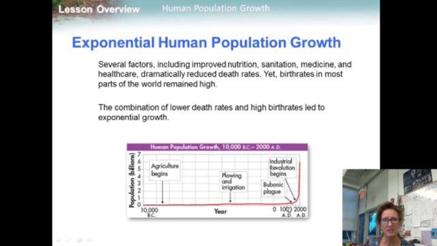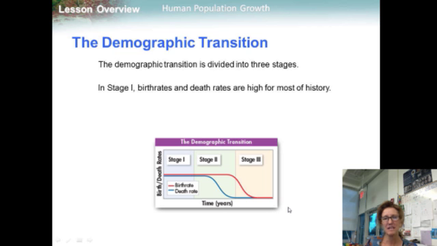slowed dramatically. To explain this shift, demographers hypothesize that these countries have completed the demographic transition, a dramatic change from high birth rates and death rates to low birth rates and death rates. The demographic transition is associated with an increase in the quality of health care and improved access to education, especially for women. Think about why that would be important. So, most of the current global population growth is concentrated in developing countries. The demographic transition is divided into 3 stages.